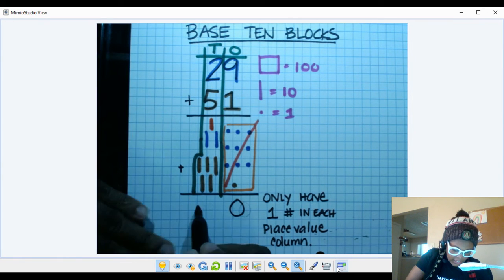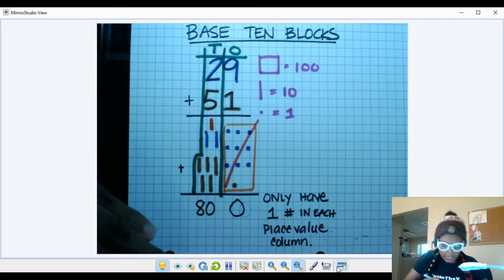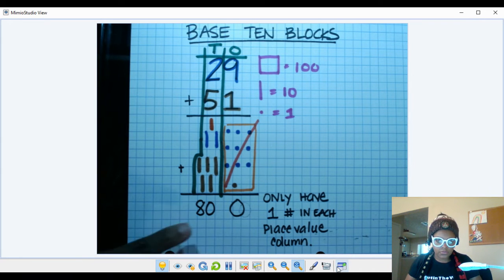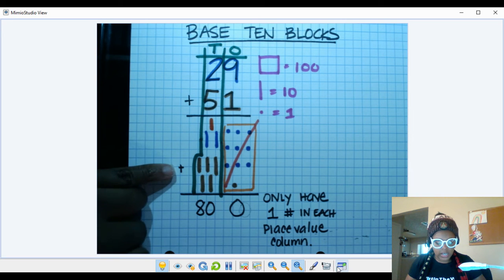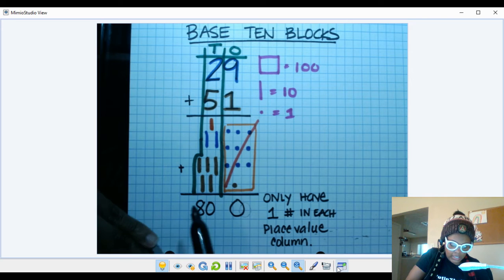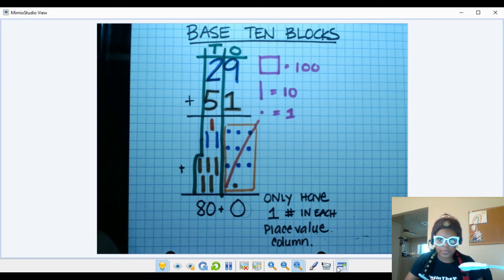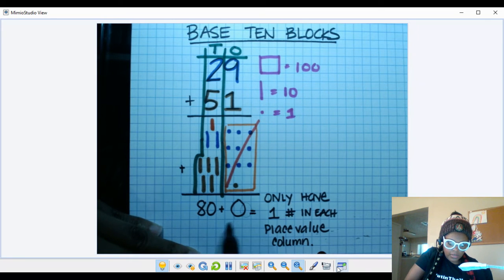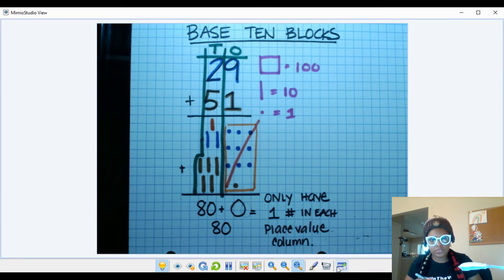This becomes 80. But this can't be our answer because this would be 800. Have we done the operation completely? No. We need to add 80 plus 0. And what would 80 plus 0 equal? It would equal 80. So your final answer is 80.